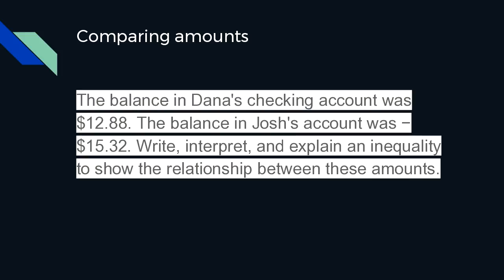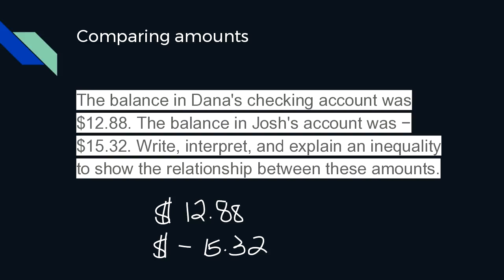What you need to be able to do is write, interpret, and explain an inequality to show the relationship between these amounts. So the amounts that we have would be $12.88 and negative $15.32. And this is the end of our lesson, by the way, when we finish this. Okay, Melissa, so you need to be able to first write an inequality.